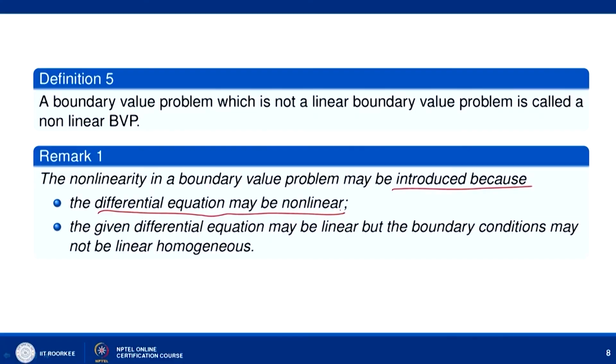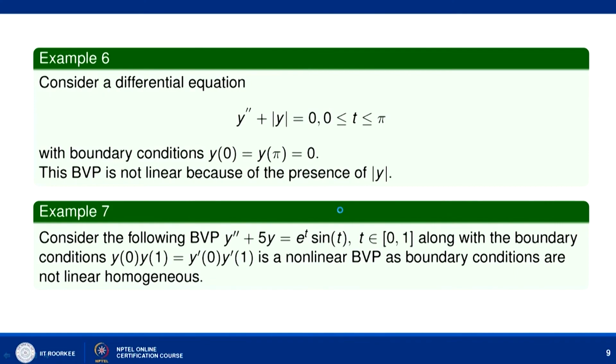So it may happen that the differential equation is non-linear, or the given differential equation may be linear but the boundary condition may not be linear. So we simply say that a non-linear boundary value problem arises because the equation may be non-linear or the condition may be non-linear. So, let us consider some examples of non-linear boundary value problems. The first problem is y double dash plus mod of y equal to 0.